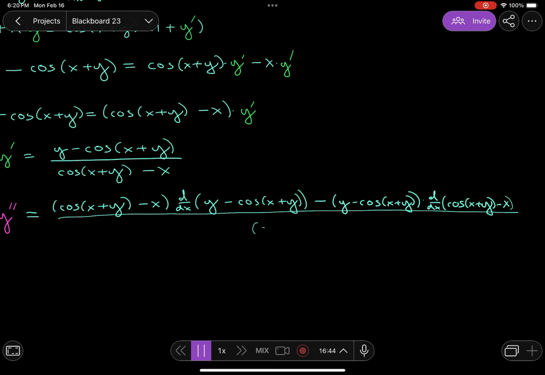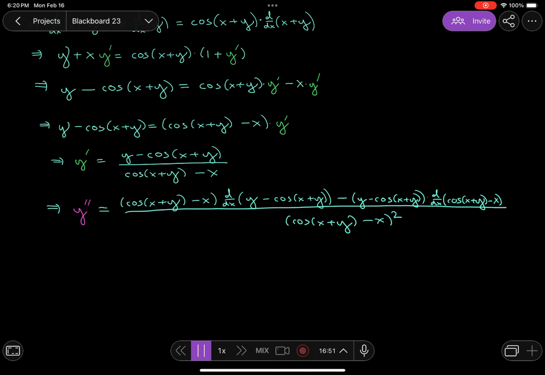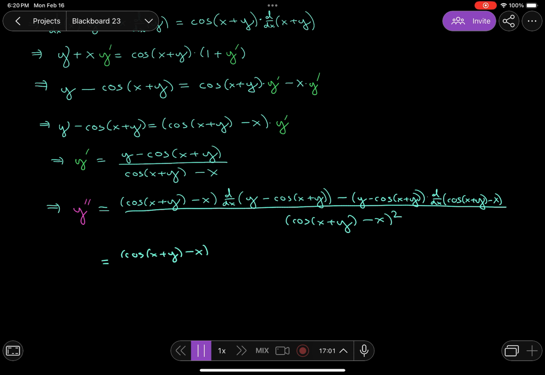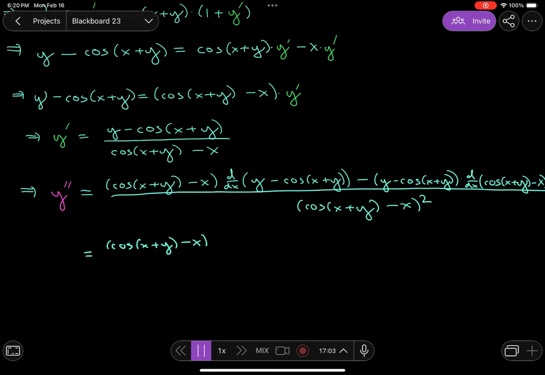Wow. It's okay. We're in the thick of it here. Okay, that is the quotient rule that I just used. Now let's take each of these derivatives. What we have is the cosine of x plus y minus x times the derivative of y minus the cosine of, okay, so there's a lot going on here. So we have, first of all, the derivative of y with respect to x, that is also known as y prime. And then we have minus the derivative of the outside function here.